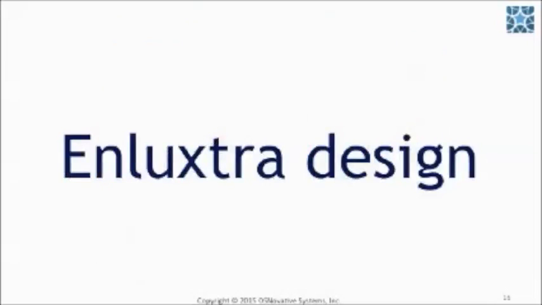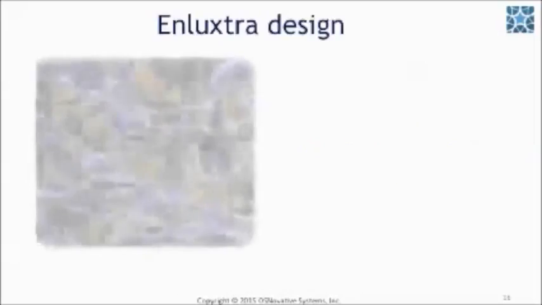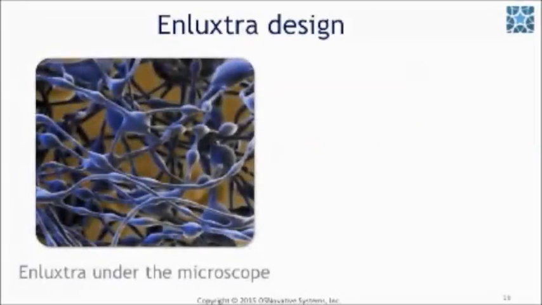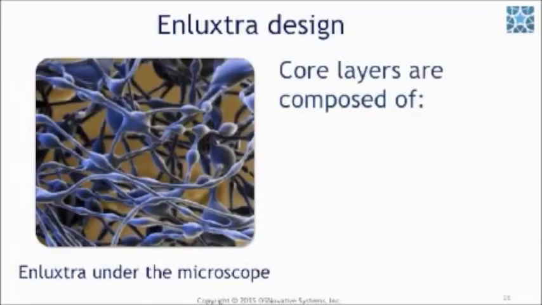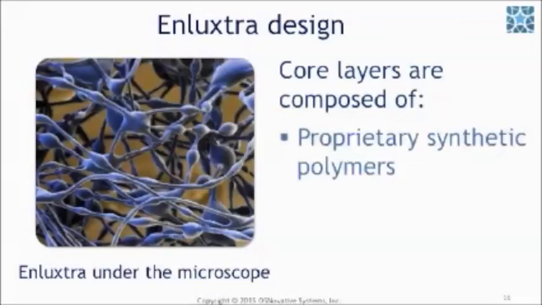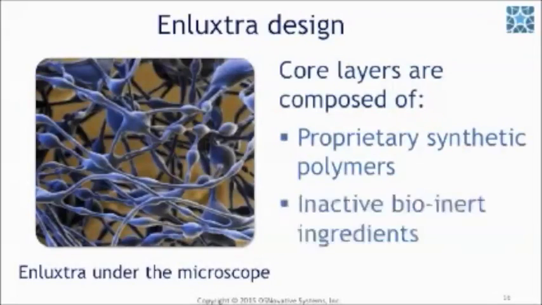So, how does it work? Now we know that Enluxtra can automatically change its function in any area of the dressing independently. This is possible because of the patented smart polymer structure in its composition. The core layers of the dressing are composed of proprietary synthetic polymers and inactive bioinert ingredients.